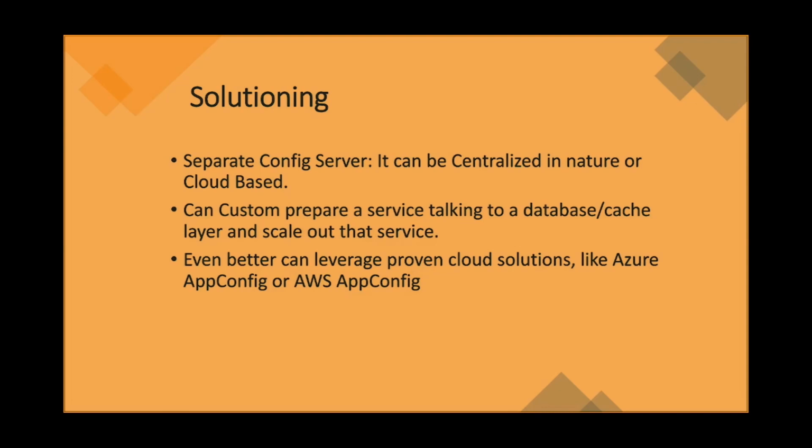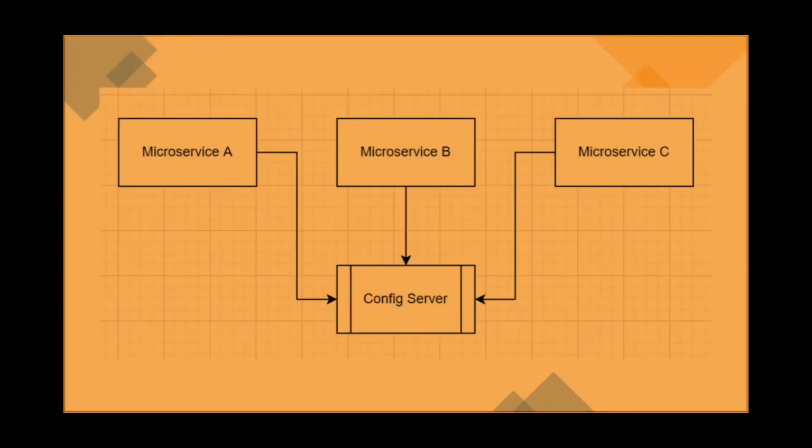It can be a centralized server, which you have custom developed on top of Redis or Memcached or anything else, or it can be a cloud solution like Azure App Config or AWS App Config. So now we have a solution in place wherein we have our microservices talking to a config server, let's say a centralized config server. But is it the final solution? I would say that one problem still remains.